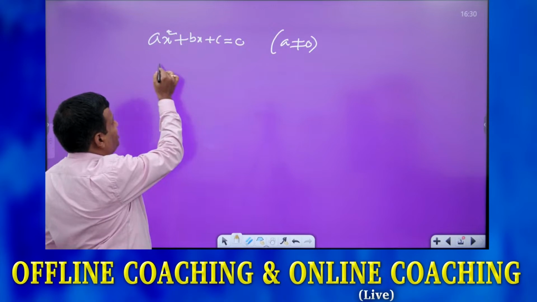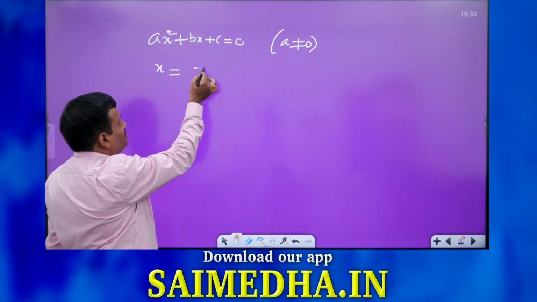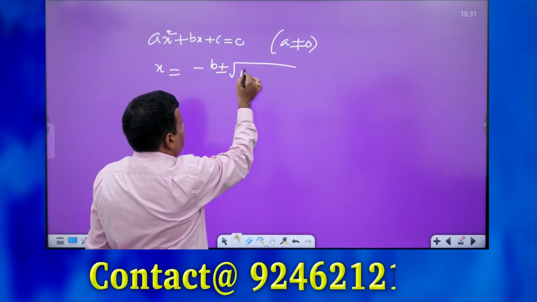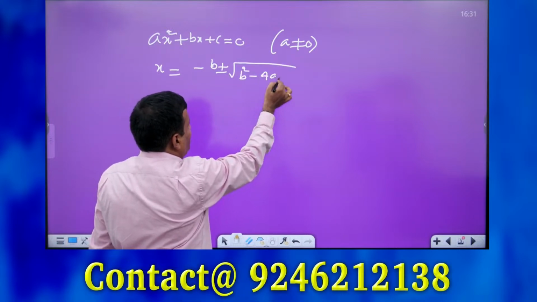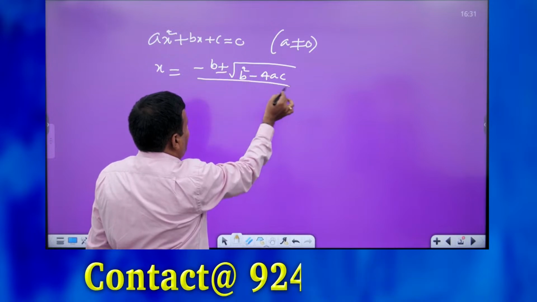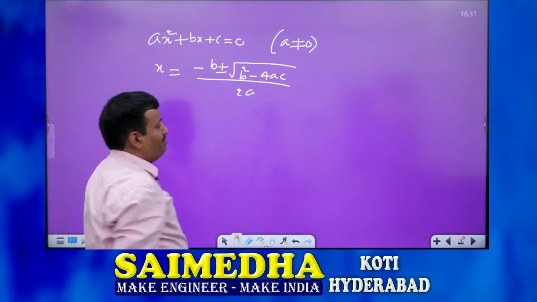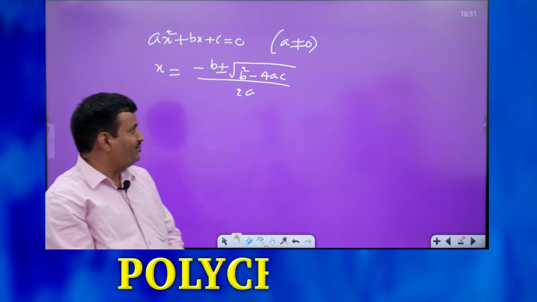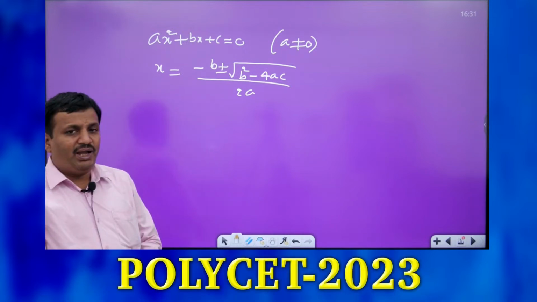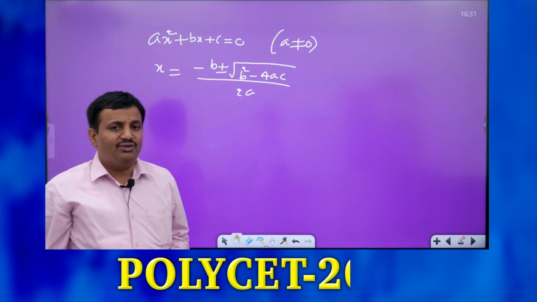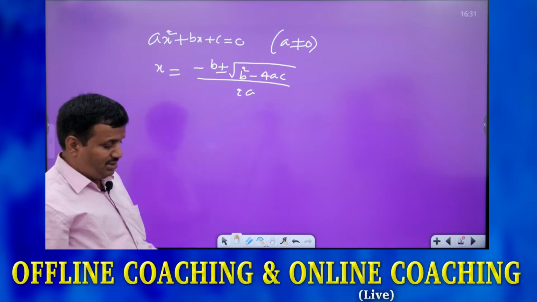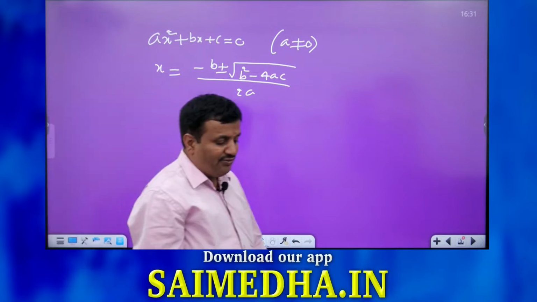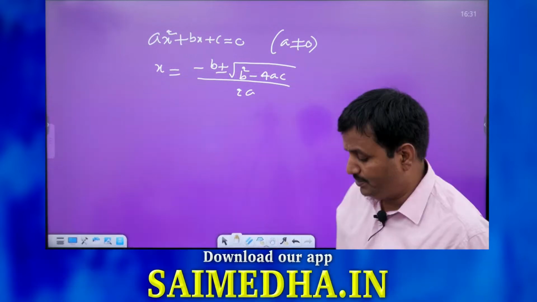We have the general formula: x equals minus b plus or minus square root of b square minus 4ac, divided by 2a. That is the standard formula for calculating the roots of a quadratic equation.